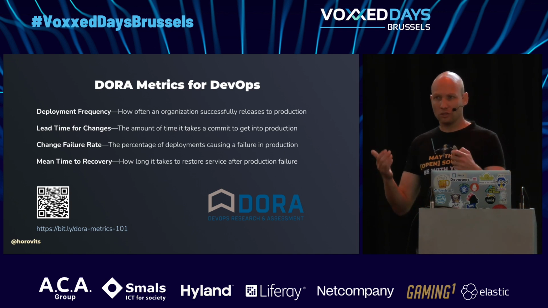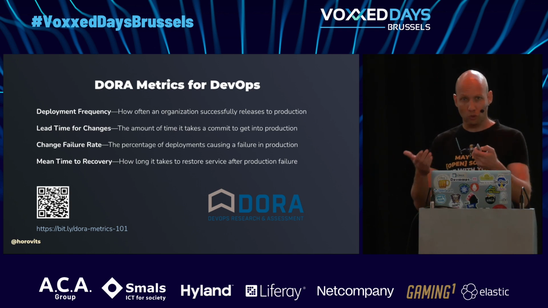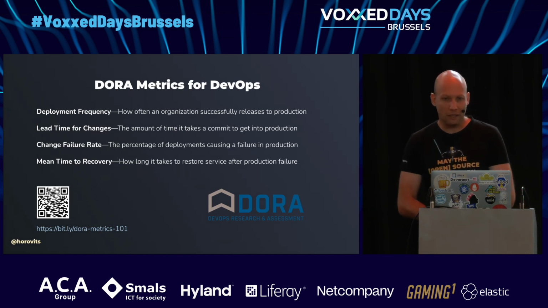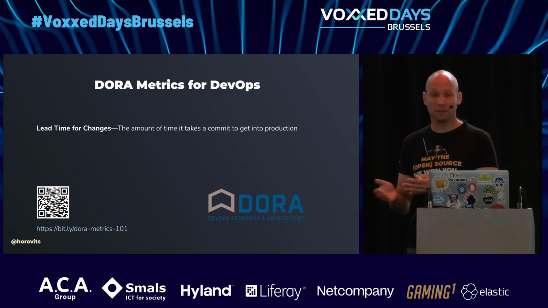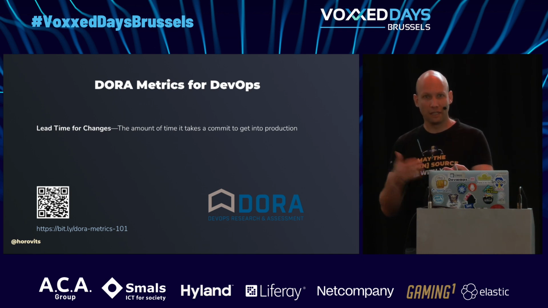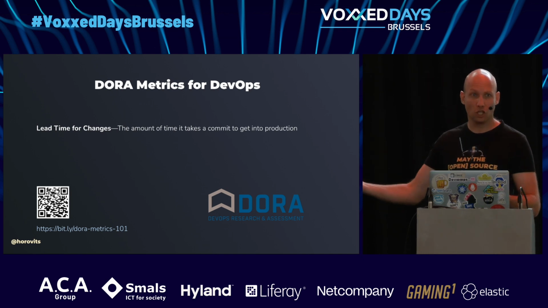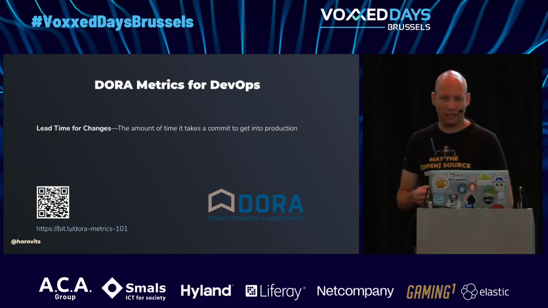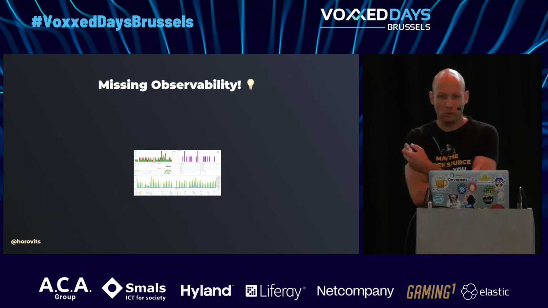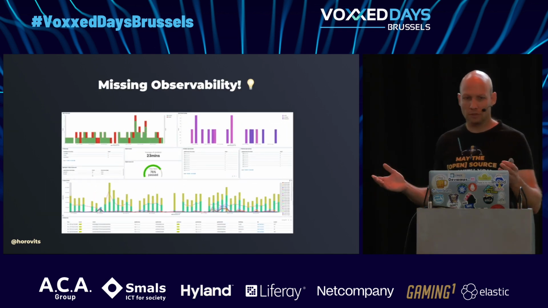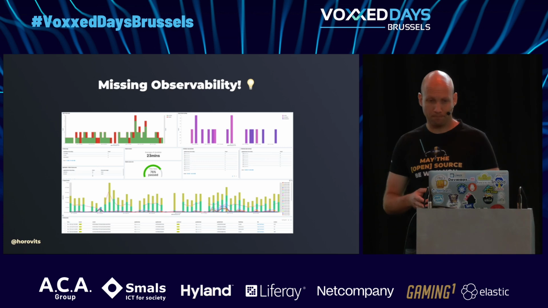And as I mentioned, you need to understand what matters to you and what you're trying to optimize on. In our case, we needed to improve on the lead time for changes, the amount of time it takes a commit to get into production, which, because of the failure of the pipelines, was too high and was holding us back, essentially. So now that we know what we want to improve on, the question is how to get into that.